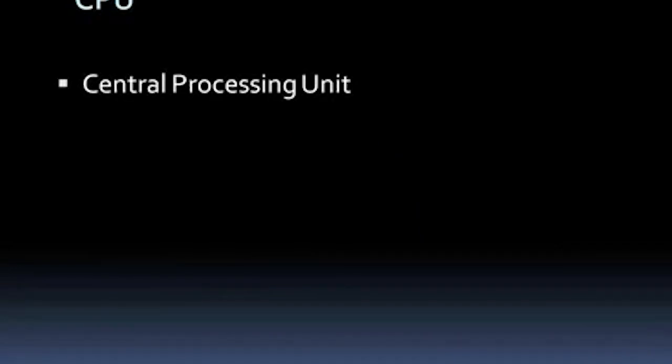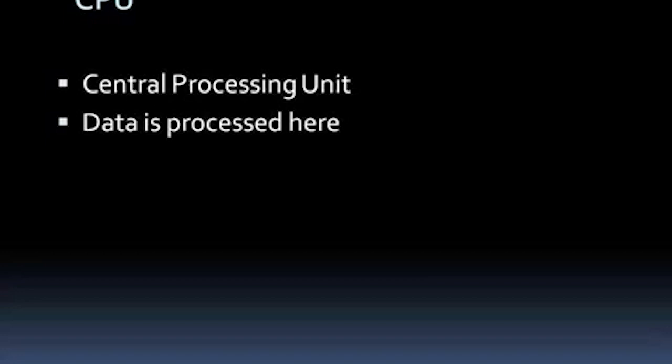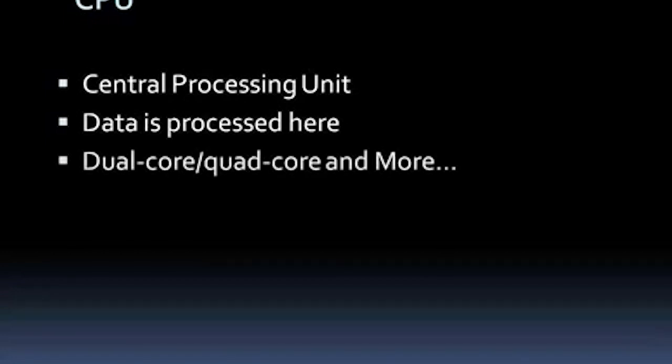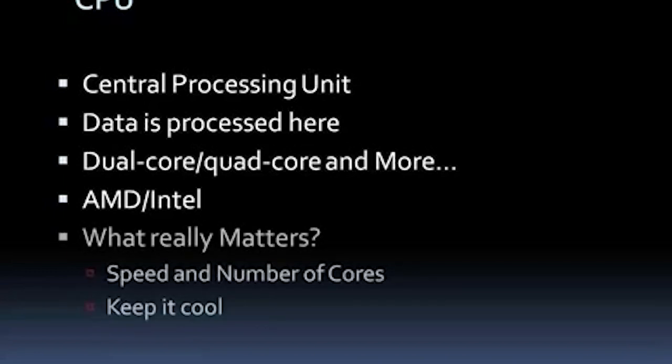It's also known as the central processing unit. Its data is processed here. This is everything to all. It's basically a bunch of math, zeros and ones, dual core, quad core, and so much more. So they've gone from being a single processor to now they've got multiple processors inside a single CPU. AMD and Intel are the main chip manufacturers. What really makes a difference is the speed, usually in gigahertz, and the number of cores. If it's a quad core, then obviously you've got 4 processors inside of one.